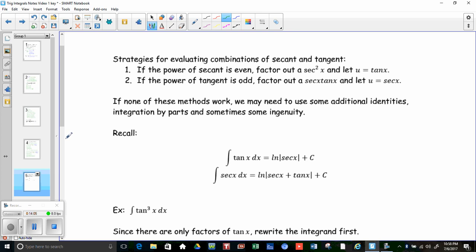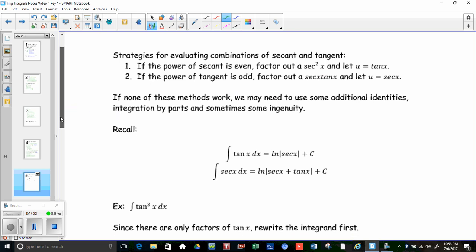Notice it didn't say anything about the secant being odd. Secant could be odd here, it could be even here. It doesn't really make any difference because you're going to let u be secant. If tangent is odd, you need the remaining tangent to be an even power. So you need to factor one of those out, and then we're going to let u be secant so we can get rid of the secant tangent. If none of those methods work, we might need some additional identities. Integration by parts is sometimes used, and sometimes we'll just use a little bit of ingenuity.